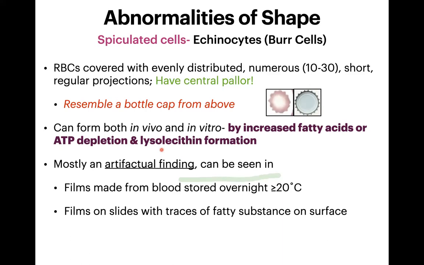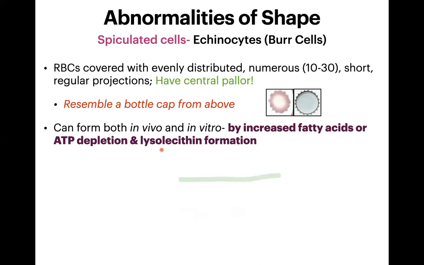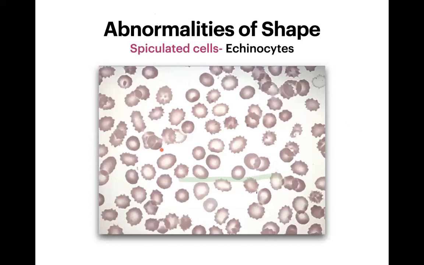Many times we get this kind of sample when people draw the samples at night. The residents are overworked, they draw the samples at night, and when the morning consultant asks them after the rounds to send the sample, they send the sample drawn the previous night, and then we see these kinds of cells in our peripheral smear. Films on slides with traces of fatty substance on the surface will also produce this artifact. Yeah, a few crenulated cells can be seen in any PBF, even in healthy subjects.